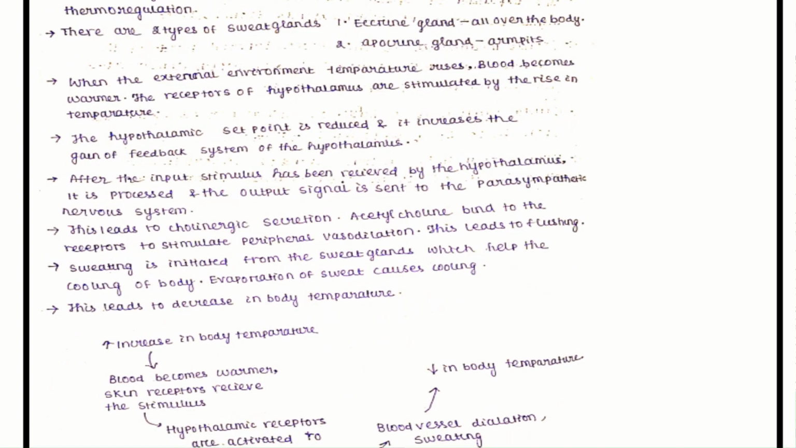After the stimulus has been received by the hypothalamus, it is processed and the output signal is sent to the parasympathetic nervous system. This leads to cholinergic secretion. Acetylcholine binds to the receptor to stimulate peripheral vasodilation. This leads to flushing. Sweating is initiated from the sweat glands, which helps the cooling of the body. Evaporation of sweat causes cooling. This leads to a decrease in body temperature.